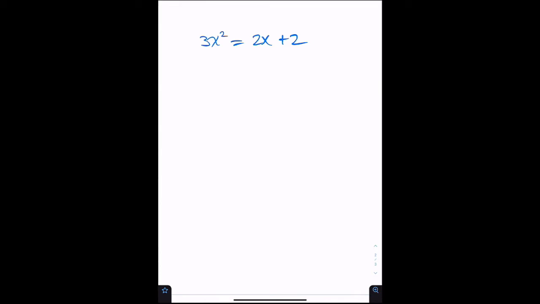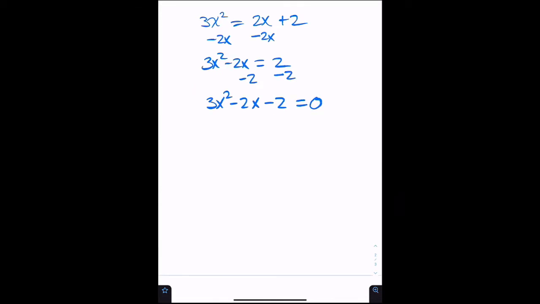Here's an example of a quadratic equation that we can solve using the quadratic formula. Only this is not yet in standard form. So we're going to have to do some things like subtract terms in order to get things over. So how about if we subtract 2x from both sides, and we get 3x squared minus 2x is equal to 2. We're still not there yet, and so we have to also subtract 2 from both sides. So we get 3x squared minus 2x minus 2 is equal to 0.